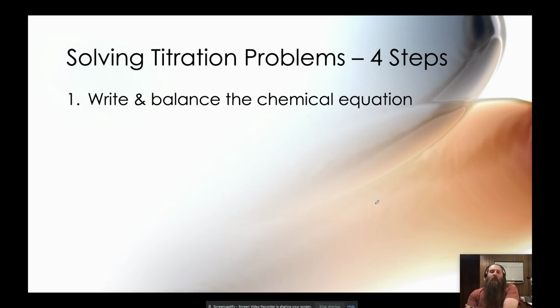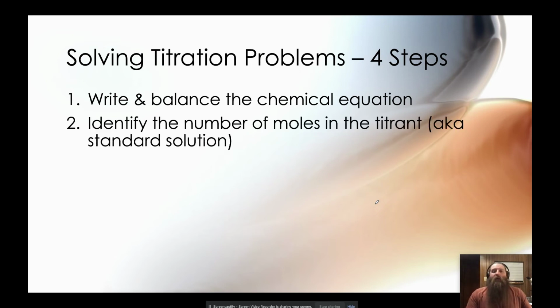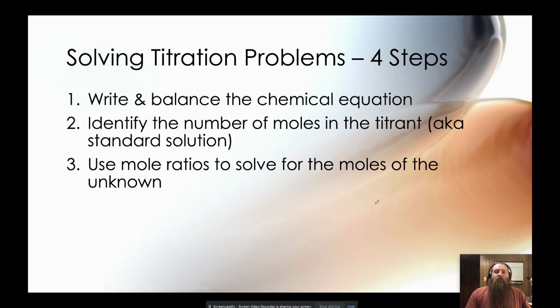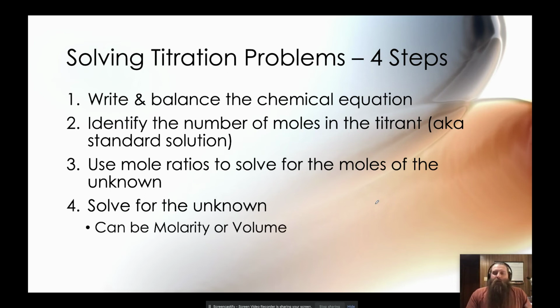And there are 4 steps to these. So we need to write and balance a chemical equation. It's going to be a neutralization reaction. So you know you're going to have an acid reacting with a base, and it's going to make water and some kind of salt, a metal and a nonmetal salt. We need to identify the number of moles in the titrant. That's sometimes also called our standard solution. We need to use mole ratios to solve for the moles of the unknown, which I'll show you how to do. And then, obviously, once we know that, we solve for the unknown. The unknown might be a molarity or it might be a volume. We can find either one.